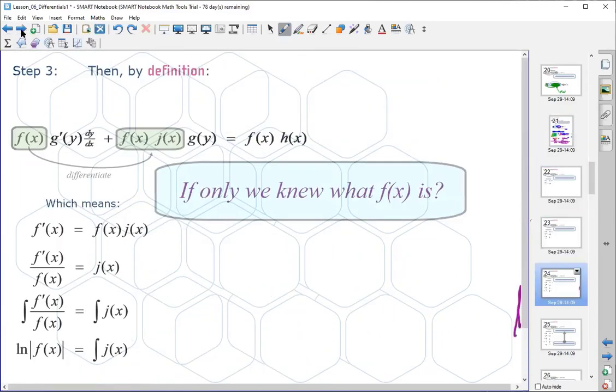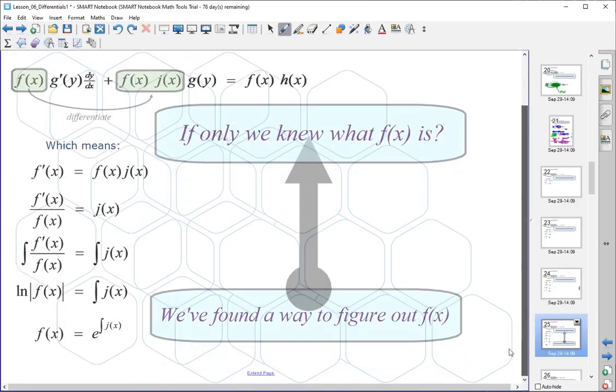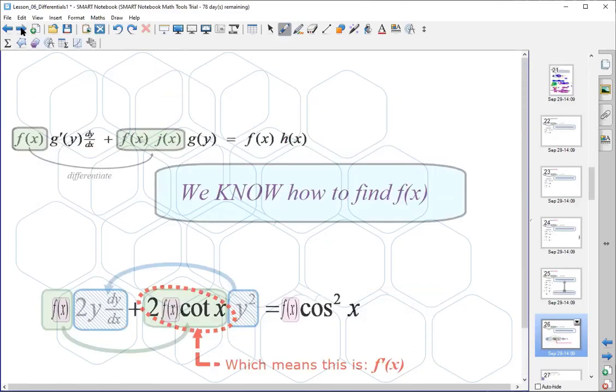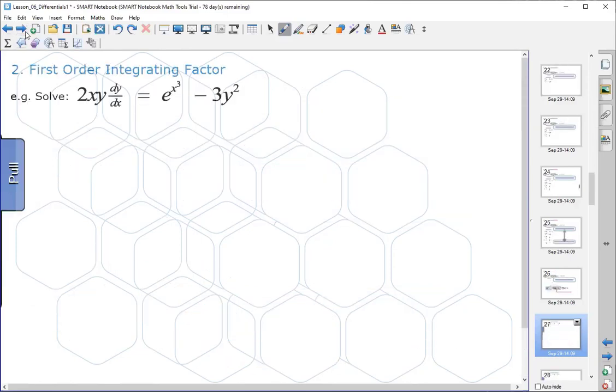What you need to do is integrate the function that's next to the f(x), and then you need to do e to the power of that integral, and then that will give it to you. We'll do a couple of examples, and that will make it completely clear. Okay, so we'll do some examples.